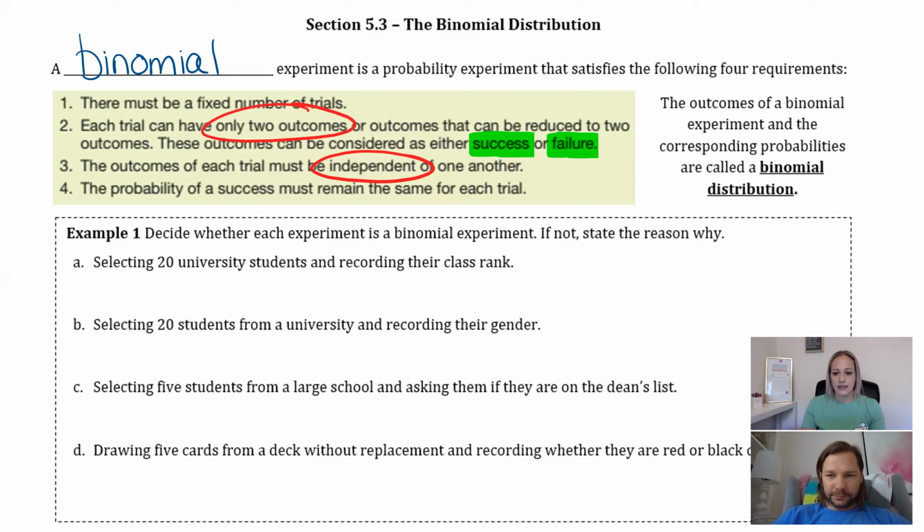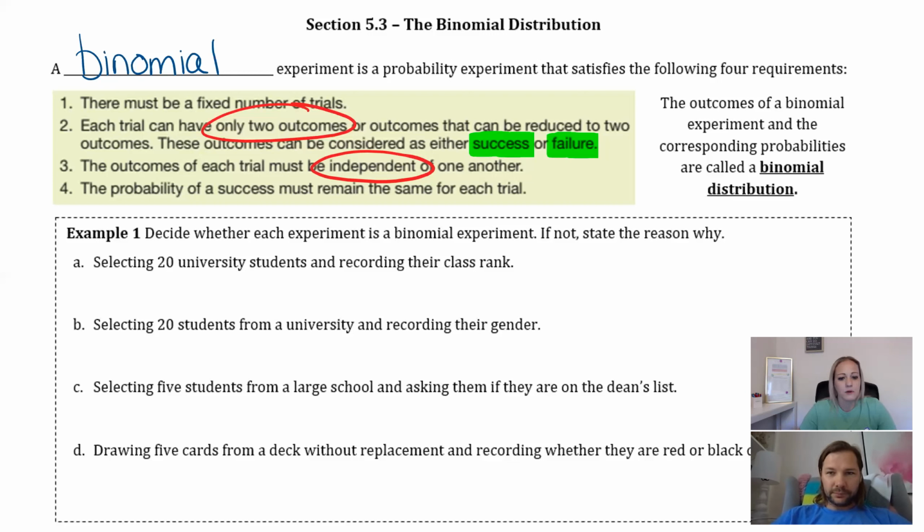So before we get into the actual problems, let's just first practice seeing if we can recognize whether or not an experiment is a binomial experiment. Okay, so we just want to check those 4 requirements for each of these parts here in example 1. So let's see, A says that we're selecting 20 university students and recording their class rank. Okay, so there's a fixed number of trials because I'm selecting 20 students. I'm not selecting an infinite amount of them.